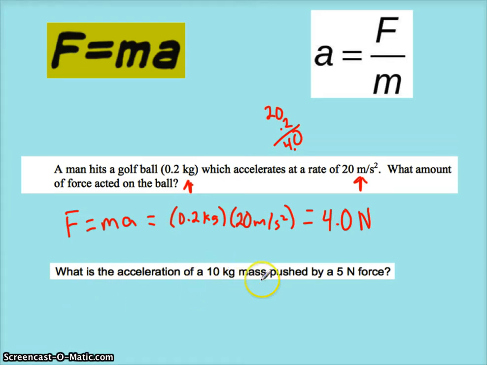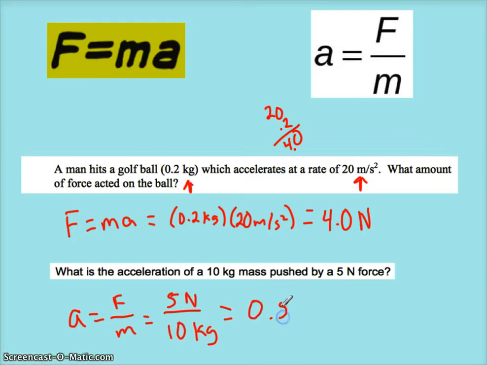What's the acceleration of a 10 kilogram mass pushed by a 5 newton force? Let's use this one up here. Acceleration equals force over mass. And force is in newtons, so that would be 5 newtons over 10 kilograms. So 5 over 10 is 1/2, which is 0.5, and acceleration is in meters per second squared. So that's a couple of ways of how you would go about doing that.